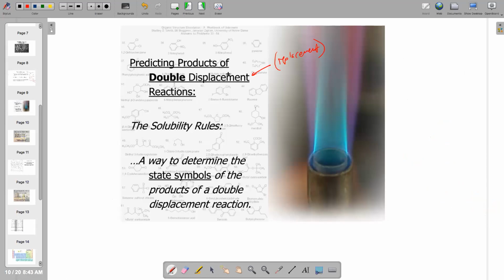We have solubility rules, and those rules are not man-made rules. Those rules are like laws of nature. They are determined based upon not anything humans have done, but based upon what we observe, how different chemicals behave in water. And after the chemical, we put these state symbols.